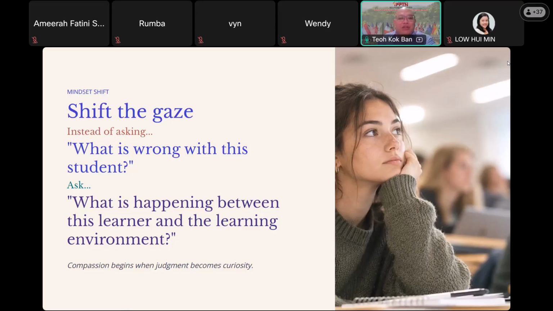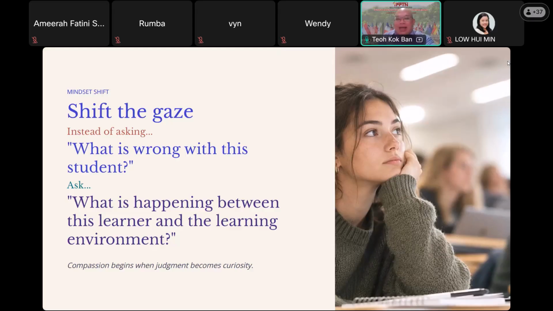But compassionate pedagogy invites us to ask a different question. We are still asking questions. We are not asking you to be kind, but to think critically. So what does that mean? Instead of asking what is wrong with this student, we can ask what is happening between this learner and the learning environment. We can be curious when they behave differently. The small change in the question can completely change our response, because now we are not immediately locating the problem inside the students. As you can see, we are becoming more curious.